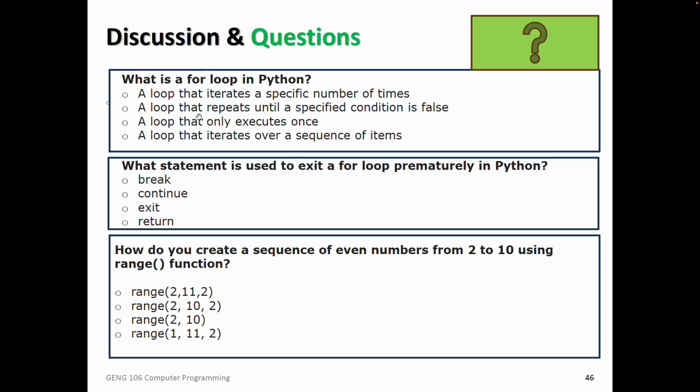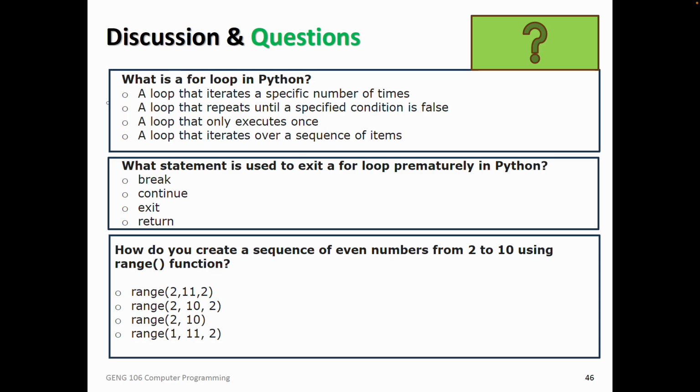How do you create a sequence of even numbers from 2 to 10, where 10 is included, using the range function? This first one, we start from 2, we go up to 11, okay? I'll talk about it later on. And then our increment is 2, which means we'll go 2, 4, 6, 8, and 10.